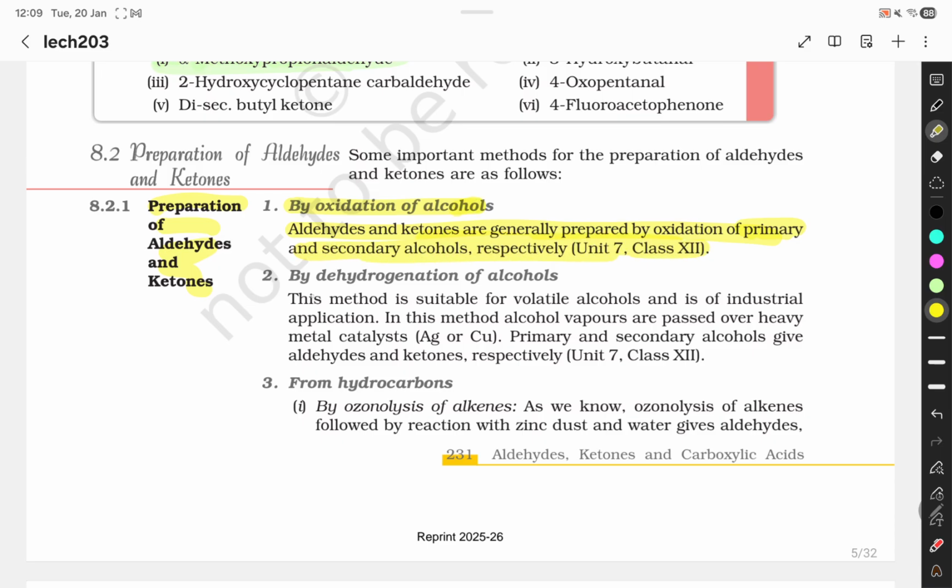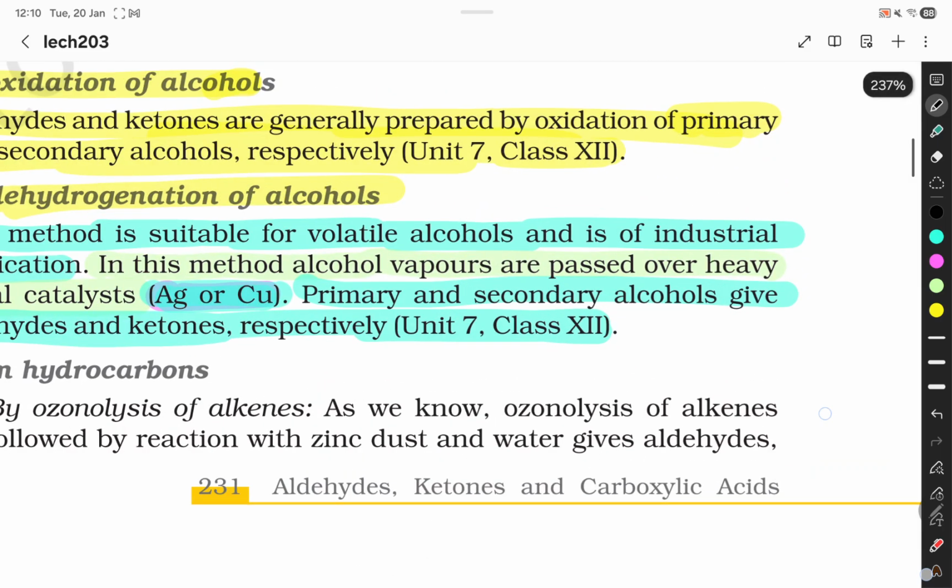All right, so dehydrogenation of alcohols, it's suitable for volatile alcohols. This is something that we tend to miss, is that in this method alcohol vapors are passed over heavy metal catalysts like Ag or Cu. Primary and secondary alcohols give aldehydes and ketones respectively. Unit 7 class XII, I swear they have not given Ag or Cu. They've given just Cu. All right, there you can also use Ag. You can also use silver.